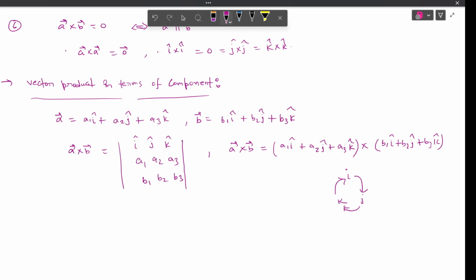And in case if you get k cross j, and if you are moving in the anti-clockwise direction, then it would be minus i. If you are finding out j cross i, then you are going in the anti-clockwise direction, so then it would be minus k. Okay, remember this. But the best method would be to find out the cross product by determinant.